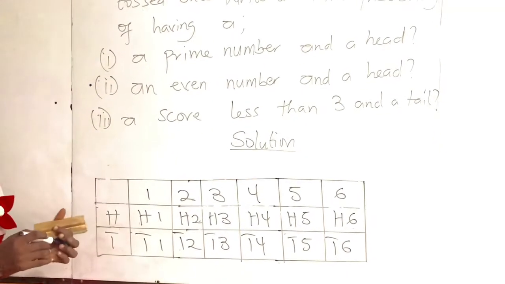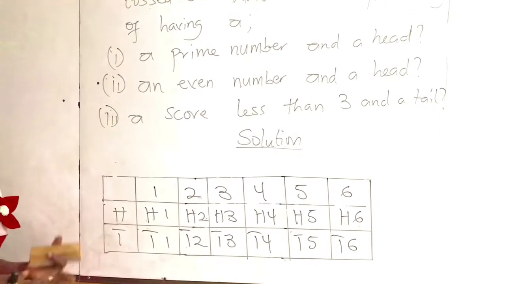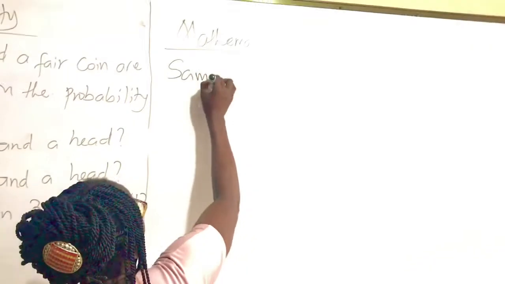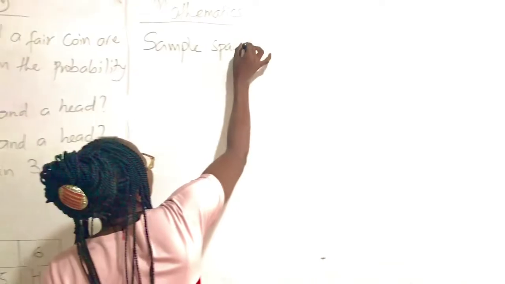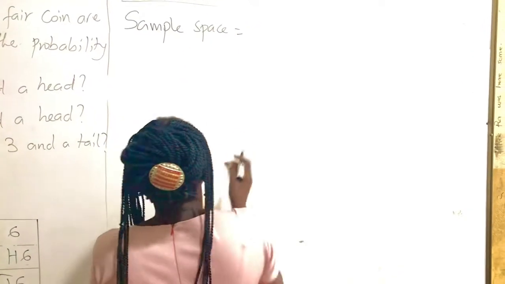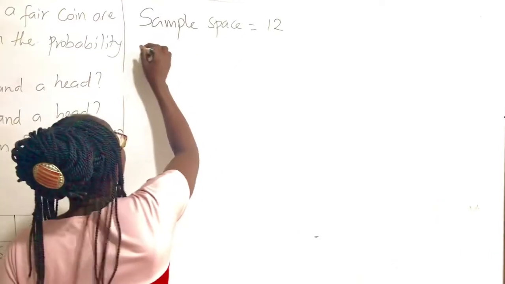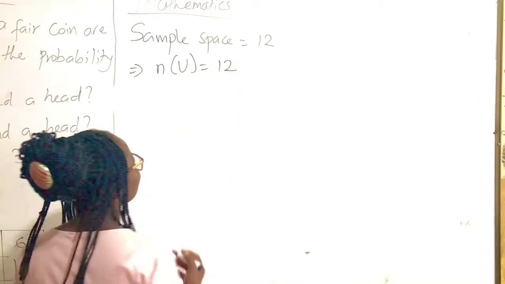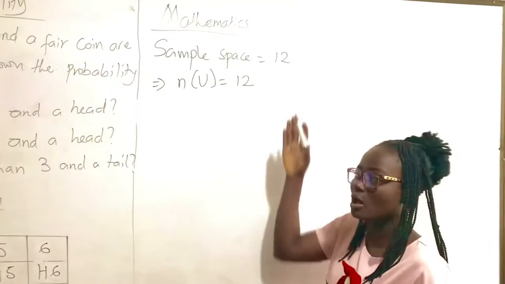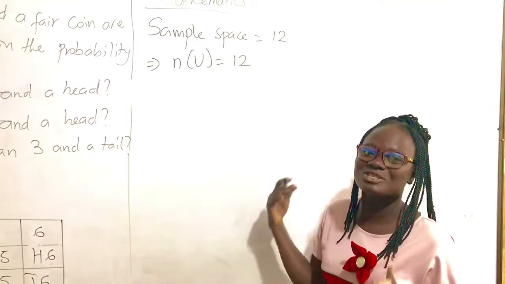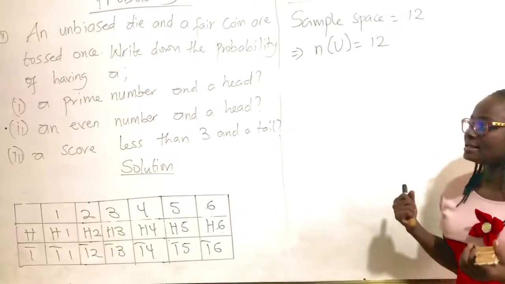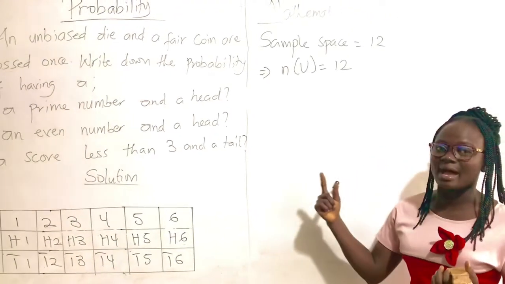So on this board, we have the possible outcomes when a fair coin and a die are tossed once. So our sample space is 12. The number of sample space is what? 12. Now let's come to the question. What is the probability of obtaining a prime number and a head?